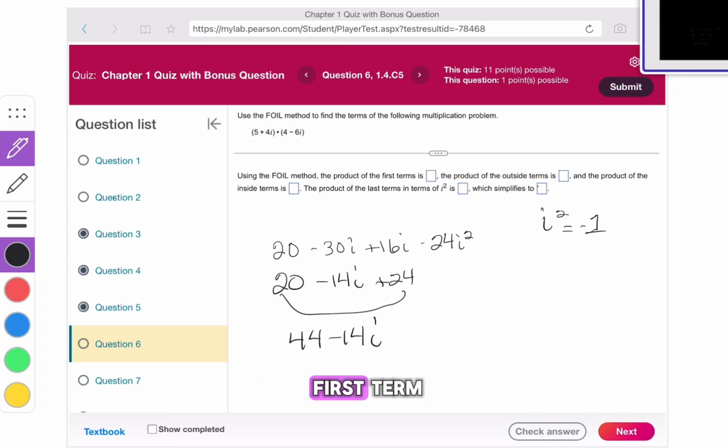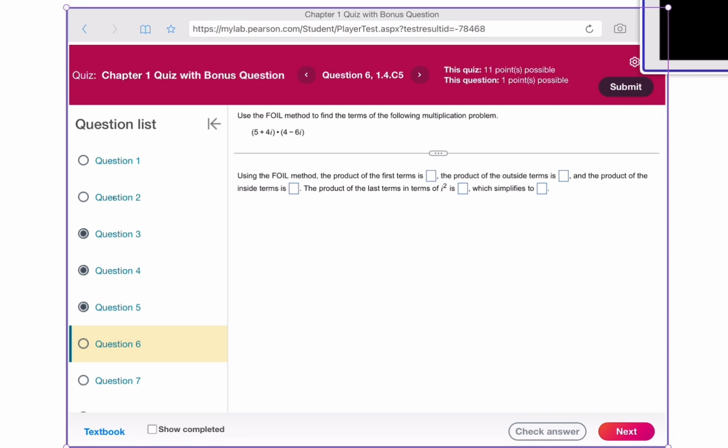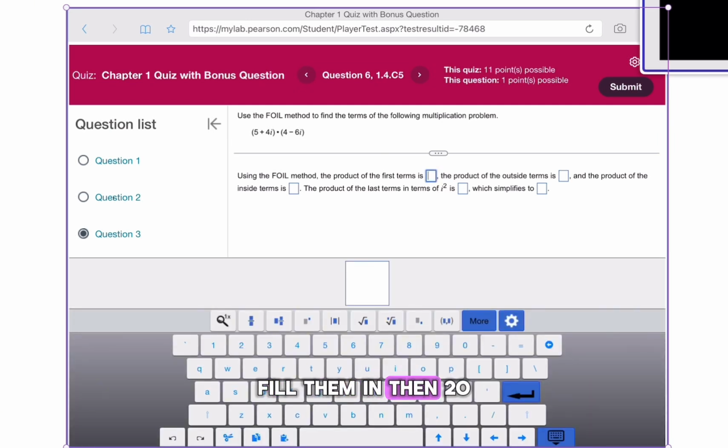So the product of the first term, the product of the outside term, you just fill those blanks in. Just be really careful. Fill them in, then 20, outside is -30i.